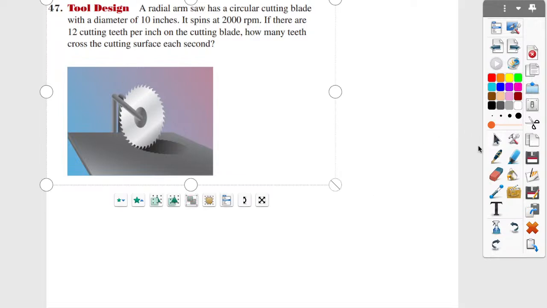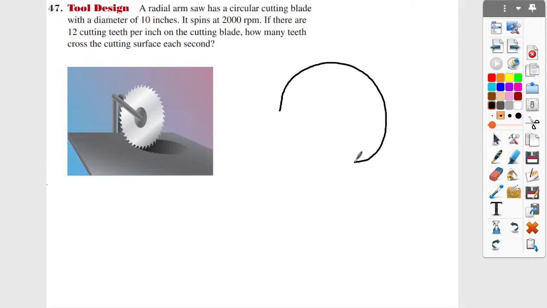A radial arm saw has a circular cutting blade with a diameter of 10 inches. So diameter is 10 inches. I'm not going to draw it. Diameter is 10 inches. That means the radius is something. Figure it out. It spins at 2000 RPM, revolutions per minute. This is RPM right here, revolutions per minute, not radians per minute. Radians, it will say rad. RPM is revolutions per minute.